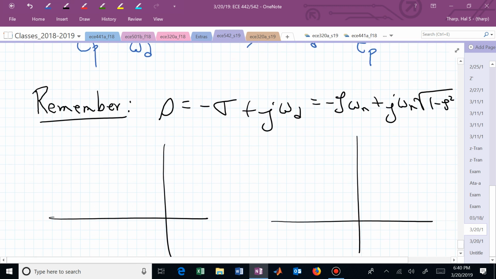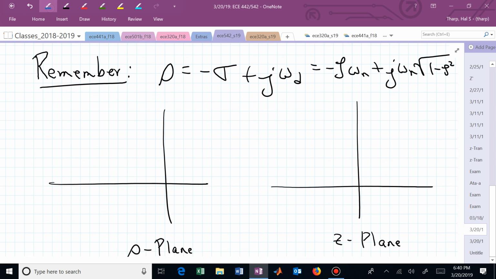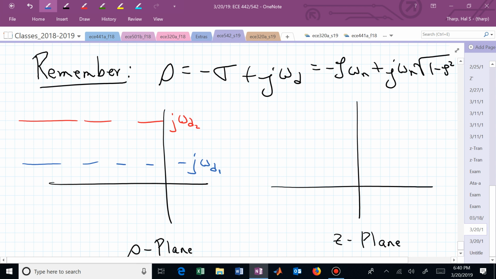If I fix omega sub d, where am I walking? That's now horizontal lines, isn't it? That's a particular distance or value of our imaginary component in this complex value s. You specify omega sub d, and you are now determining some horizontal line. Let's say this is j omega sub d2, and this is j omega sub d1.